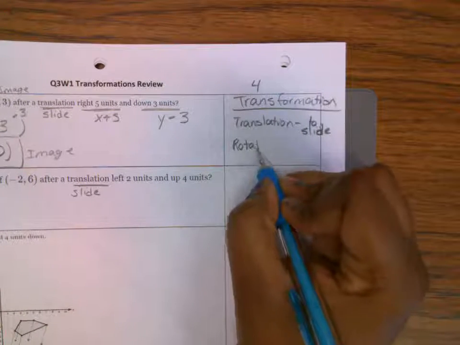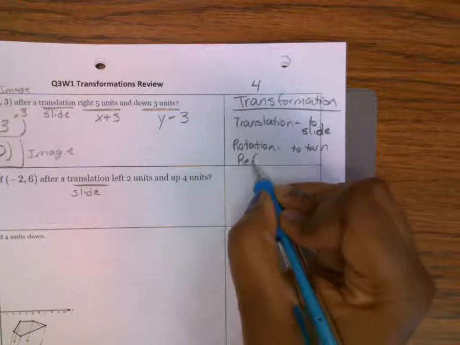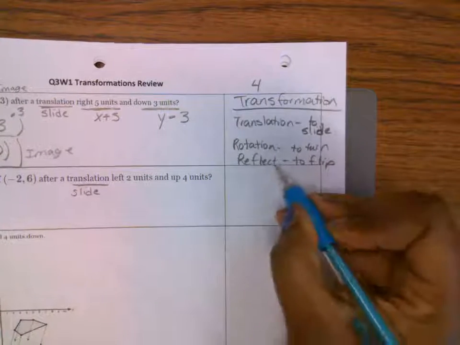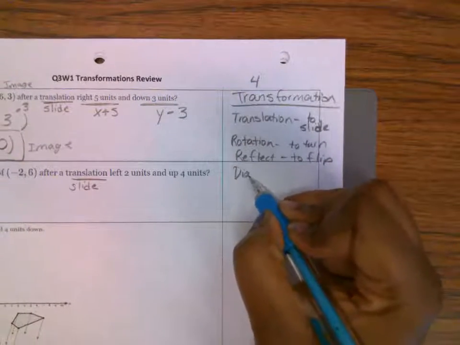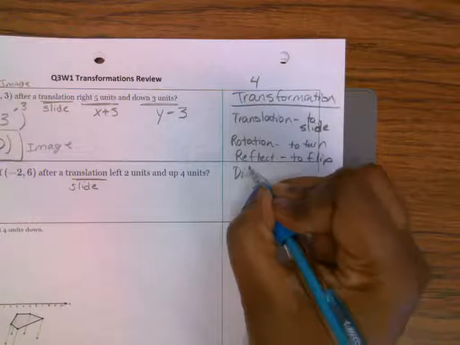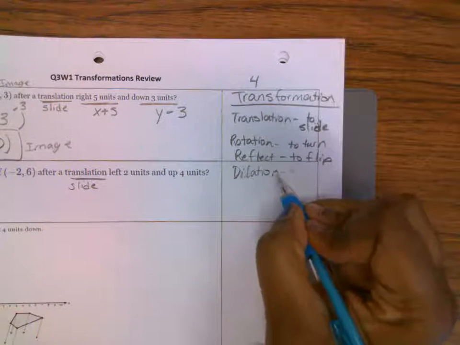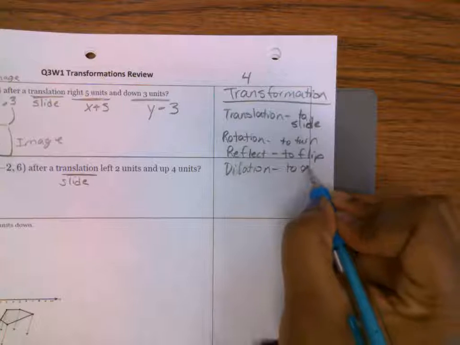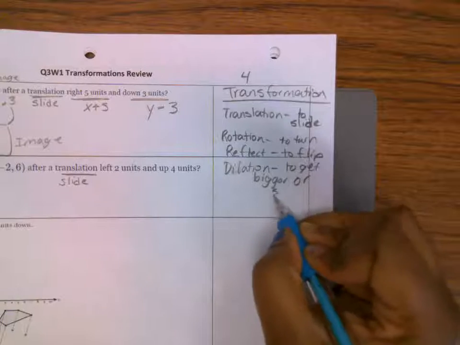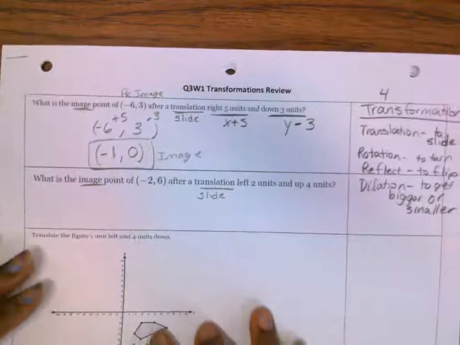Rotation is to turn. Reflection is to flip an object. Either you're going to flip it over the x-axis or the y-axis. And then dilation is to get bigger or smaller. That's just to give you a quick overview of what we did in the past, so you'll know what I'm doing now.